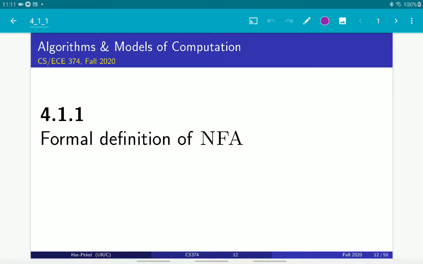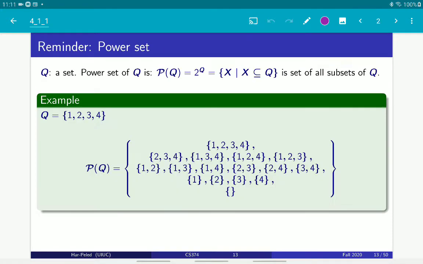Okay, so we arrived to the maybe boring part of the lecture where we would formally show how to define an NFA. But first, a reminder about power sets. So given a set, the power set, usually written as P of Q, but it's also usual to write it as 2 to the power of the set, is the set of all subsets that you get of the set, right?